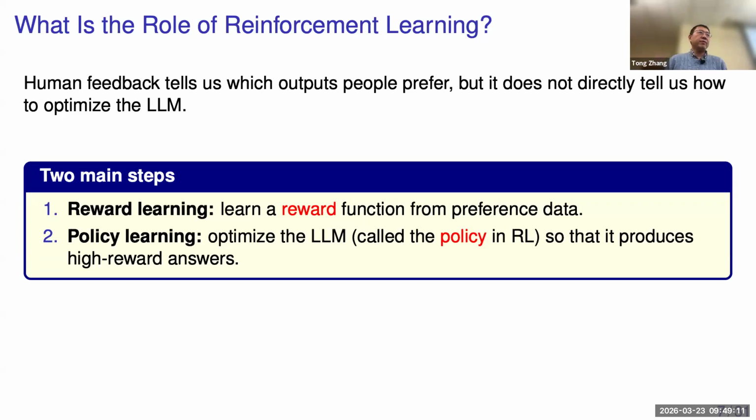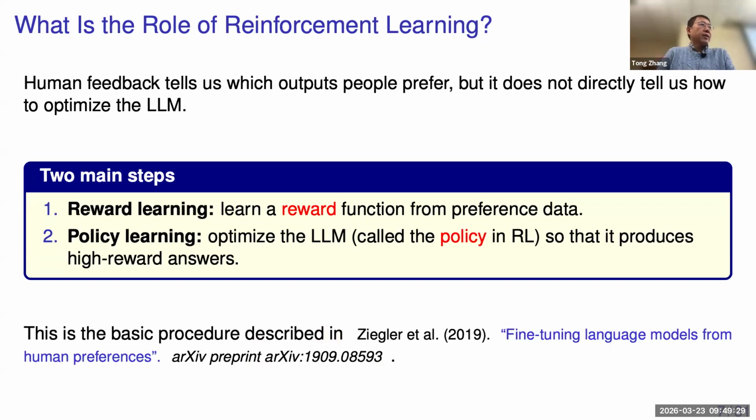You want to have a higher reward, because the higher the reward, the more preferred by humans that answer is. So you want a preferred answer, which means you have a higher reward. Basically, these are two steps. Essentially, it tells you what reinforcement learning is: you have reward learning, and you have policy learning.